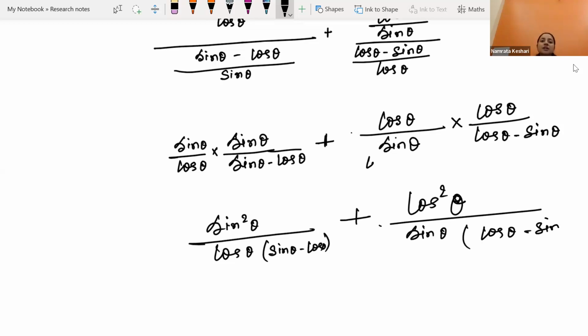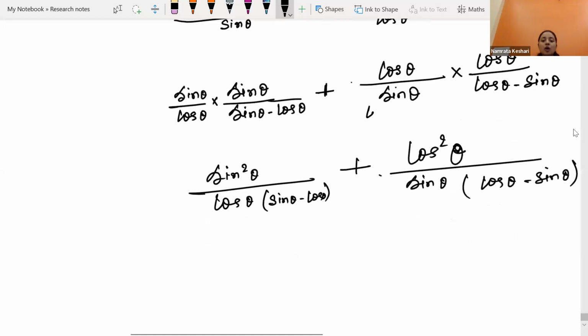Now both the brackets are not the same, but we can make them the same because we still need to do the fractional addition. A minus B type of structure is there in the first bracket, and B minus A type of structure is there in the other bracket. By taking out negative common, we can make both of them the same. Either you can take out minus common from the first bracket, or from the second bracket. If we take minus common from the second bracket, it will be sin theta minus cos theta. Everyone getting it?